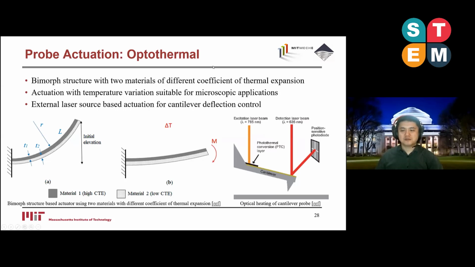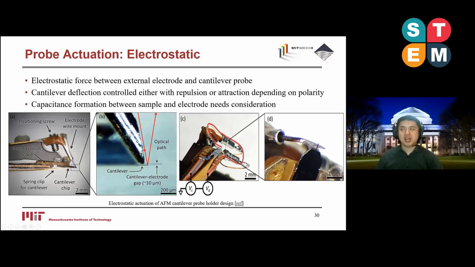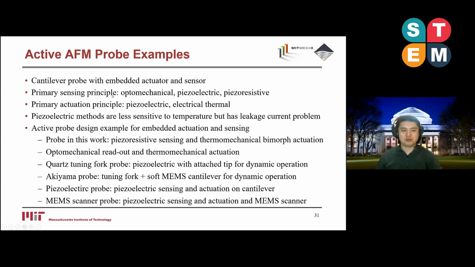We have probe actuation for optothermal, basically for heating and bimorph using optical power. And also we have probe actuation for electromagnetic. Basically, this is just using a magnetic field and magnetic particles, either an external coil or internal on the cantilever, for the actuation. In the end, we have this electrostatic probe actuation, which can be used for external probe actuation just for electrostatic forces. But all these are not active. What we want to focus our attention on is active probe examples.